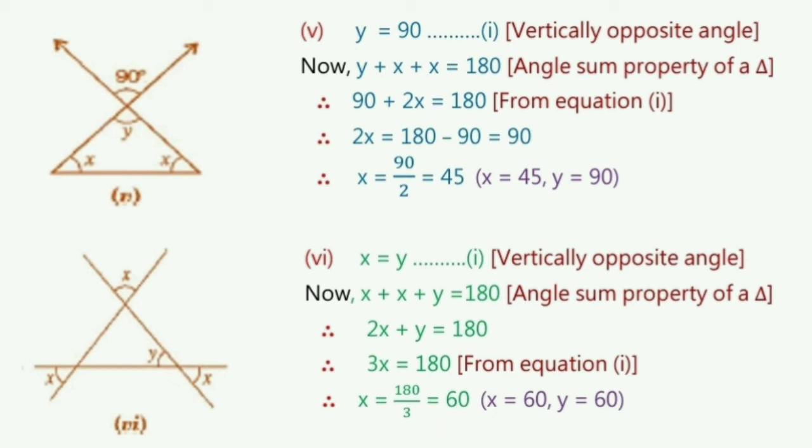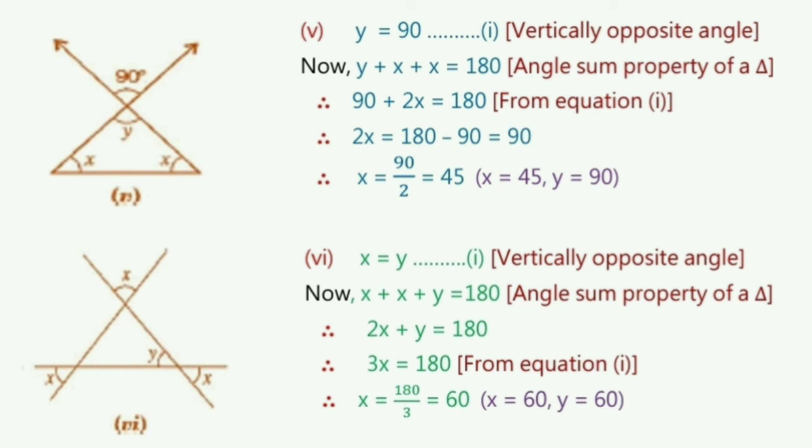Now y plus x plus x is equal to 180. It's the angle sum property of a triangle. Therefore 90 plus 2x is equal to 180. Therefore 2x is equal to 180 minus 90, which is 90. Therefore x is equal to 90 upon 2, which is 45. So the final answer: x is equal to 45 and y is equal to 90. Is it clear? Now the last sum of this exercise.